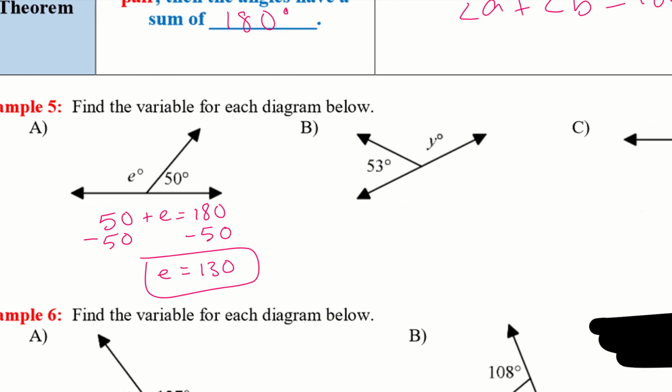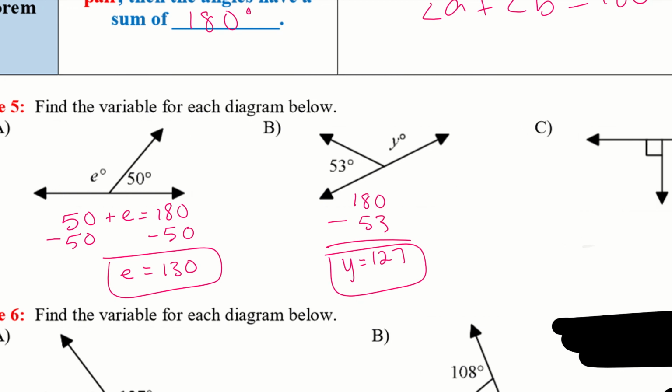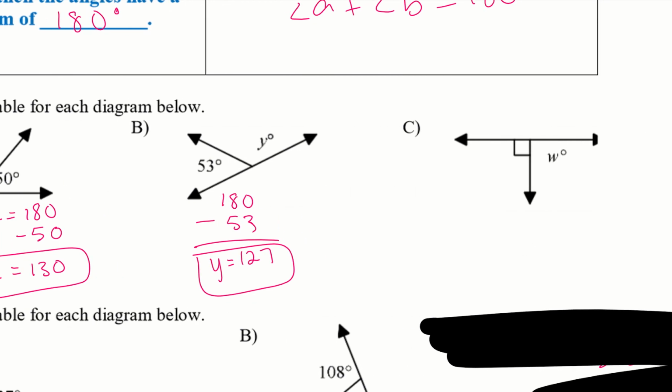Another way to think about it, if we take a look at B, we have one part is 53, the other part is Y. I can do 180 minus 53. That's another way that I can set up this problem, so that we get Y equals 127. So whichever way you decide to do it, you can set up your equation and subtract that way, or if you see that, oh, I can just subtract my number and I'll get the other side, you can do that too.